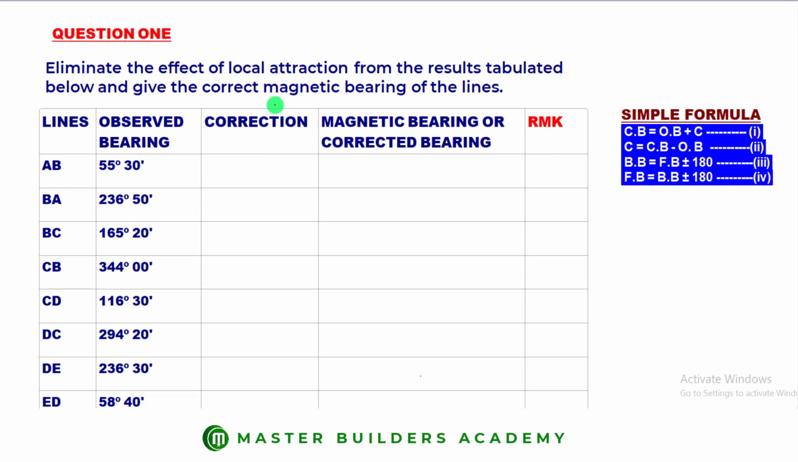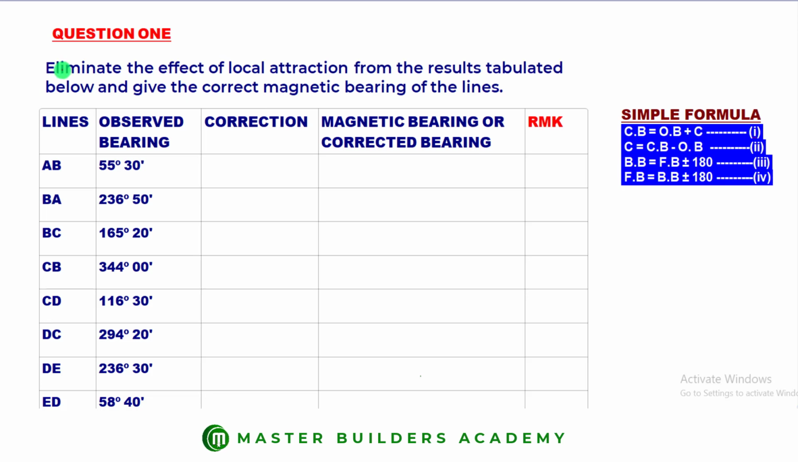All right, so this is the very first question we have here, question number 1. Let's read the question together. We are asked to eliminate the effect of local attraction from the result tabulated below and give the correct magnetic bearing of the line. Are you with me? Yeah. All right, so what do you need to do?